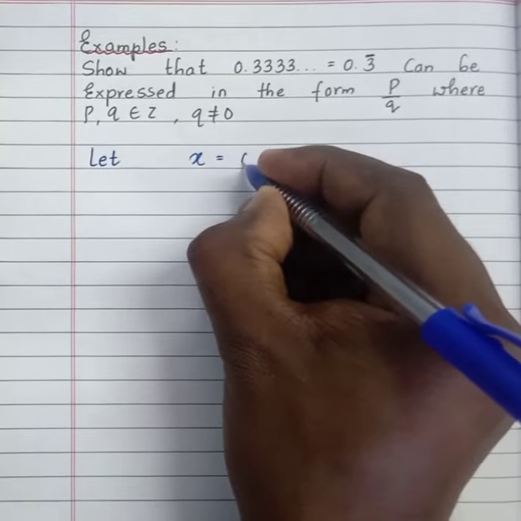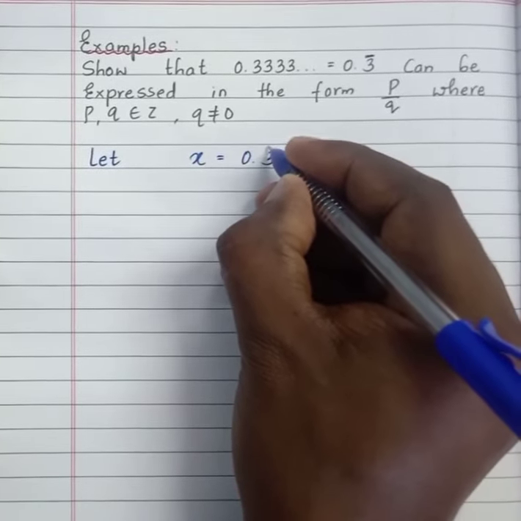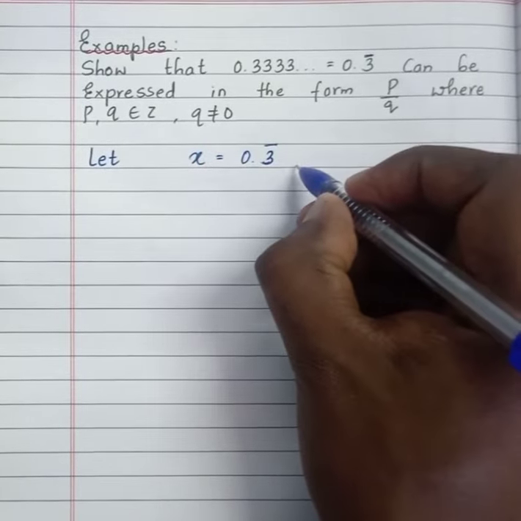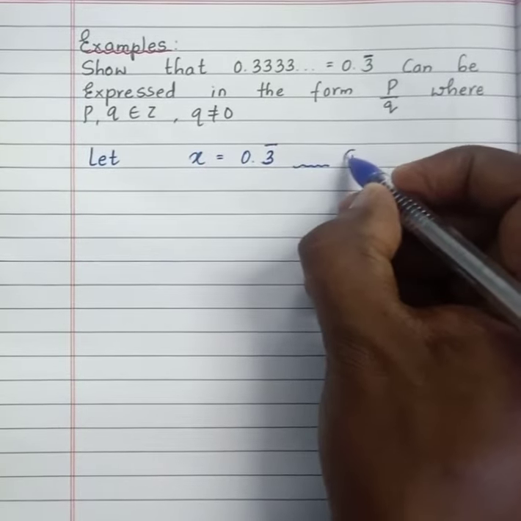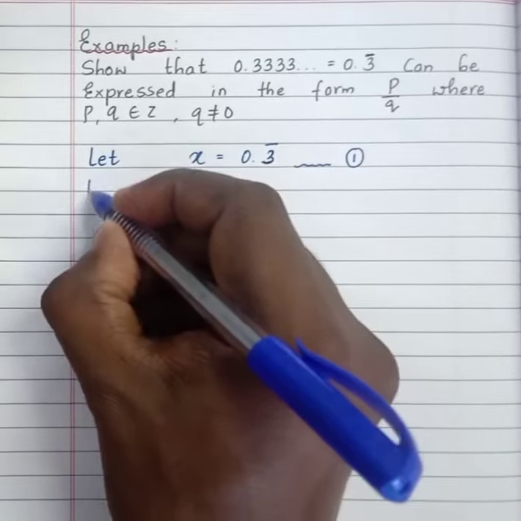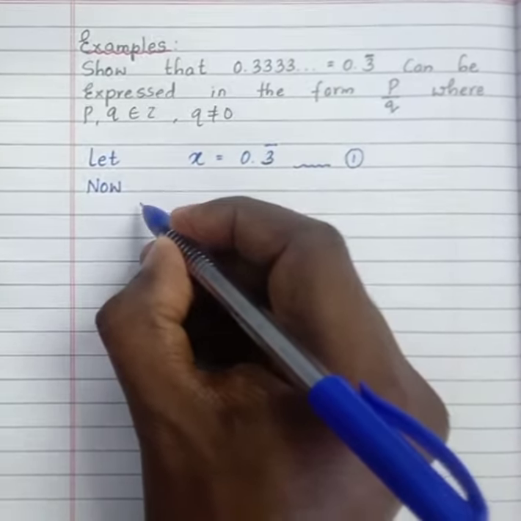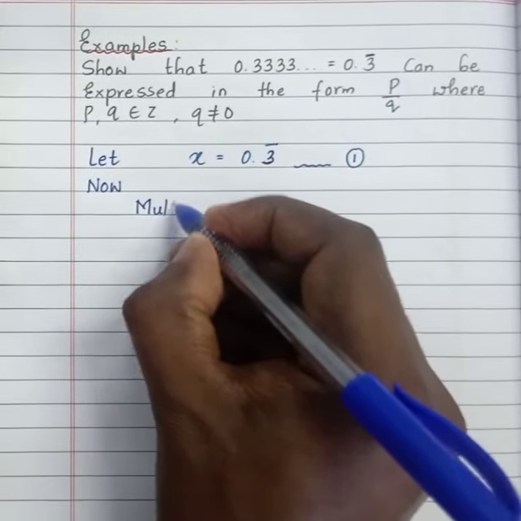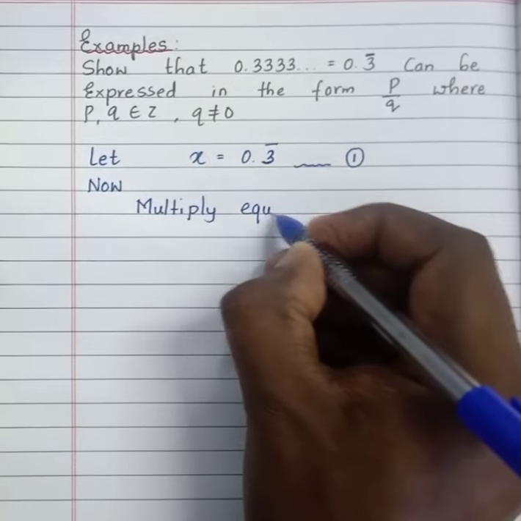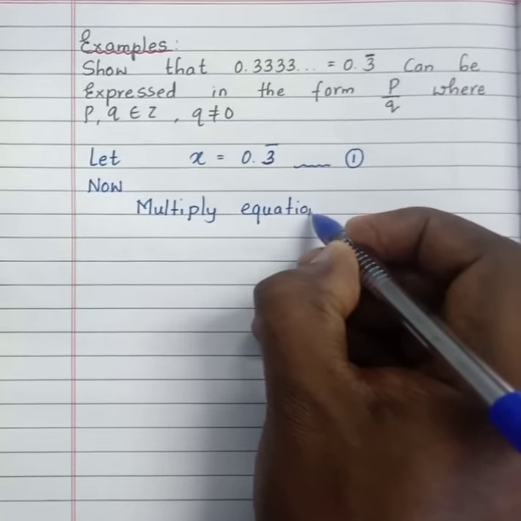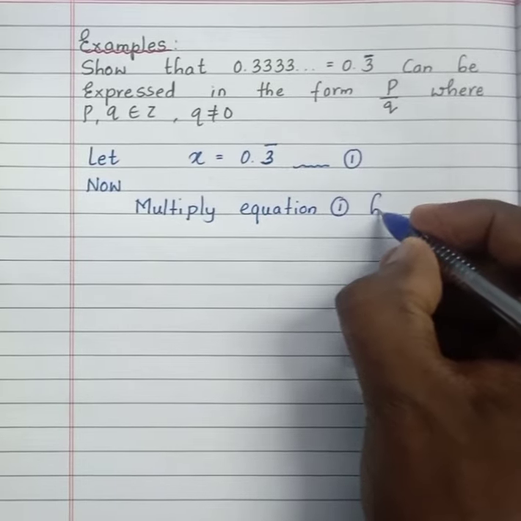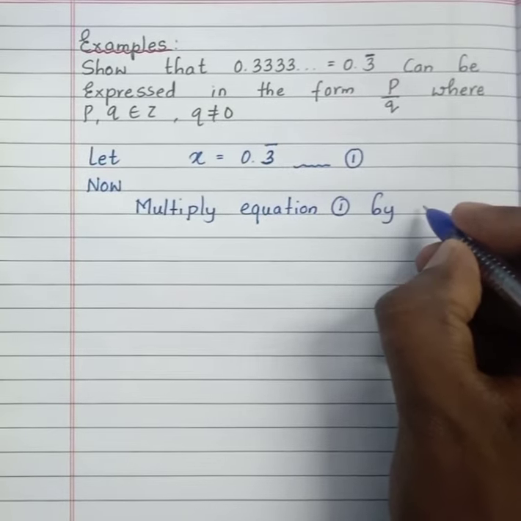Let x equals 0.3 recurring, that is 0.3 dash. The dash represents that the 3 is repeating, recurring. Let us assume x equals 0.3 recurring, 3 is recurring. Now I'll multiply the equation 1, that is x equals 0.3 recurring, by 10. Multiply equation 1 by 10.